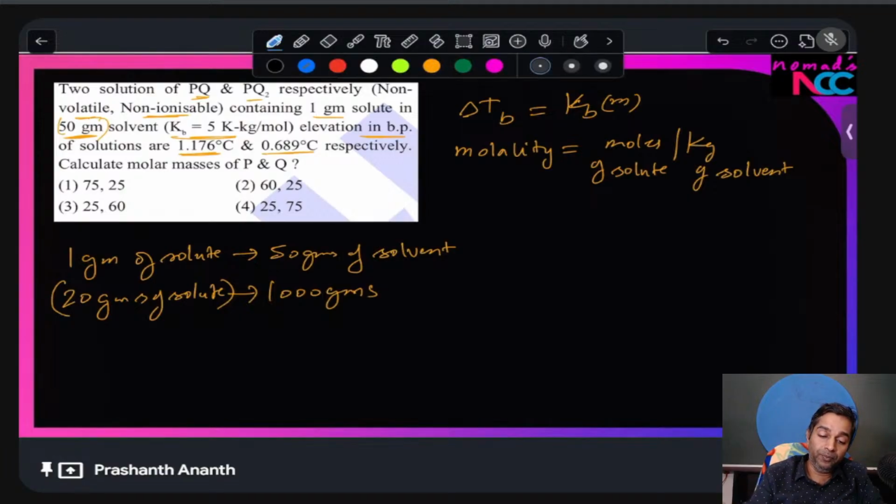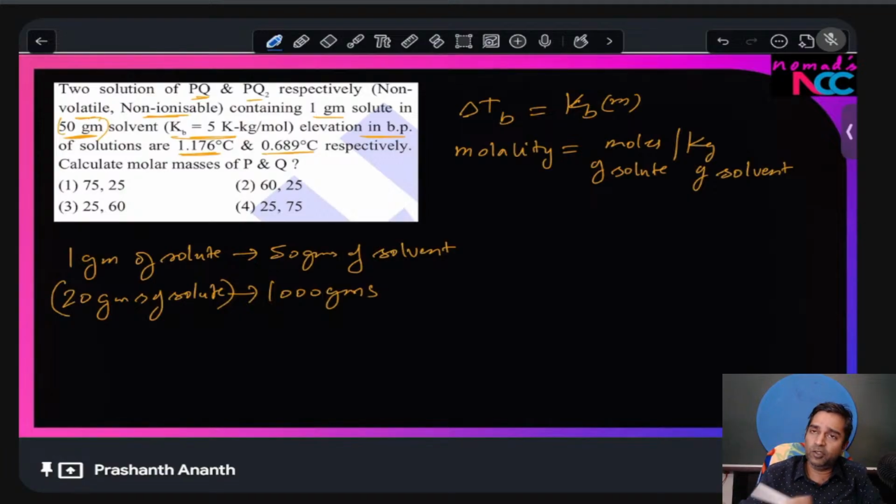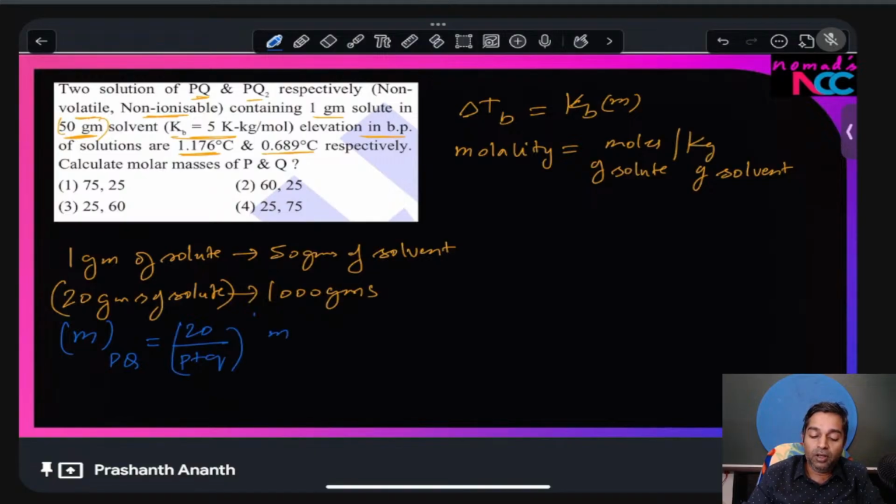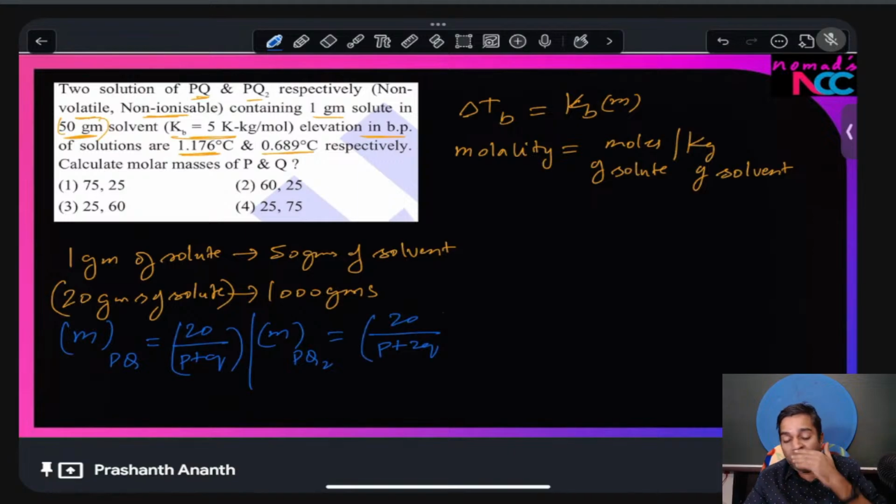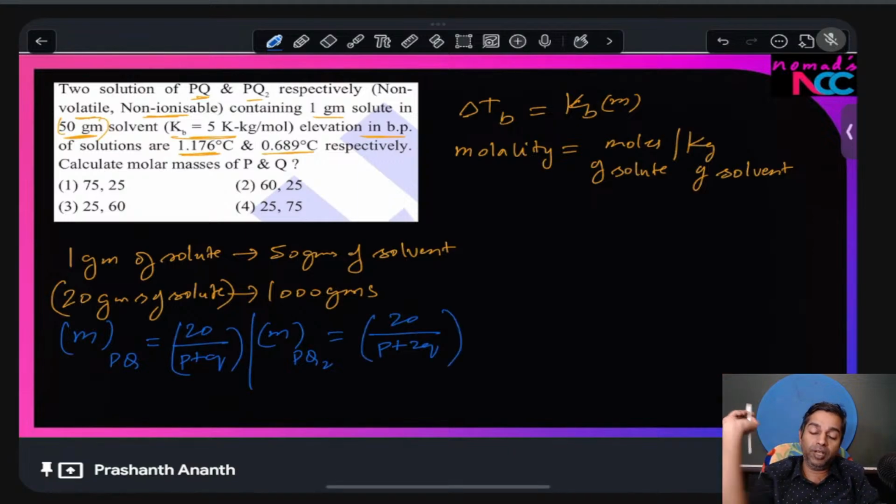So what are the molecular masses here? P and Q are basically the masses, so let's take it as P and Q itself. Molality for the PQ compound works out as 20 by P plus Q, whereas molality for PQ2 works out as 20 divided by P plus 2Q. We have delta Tb equal to Kb into that, so let's get the two equations.